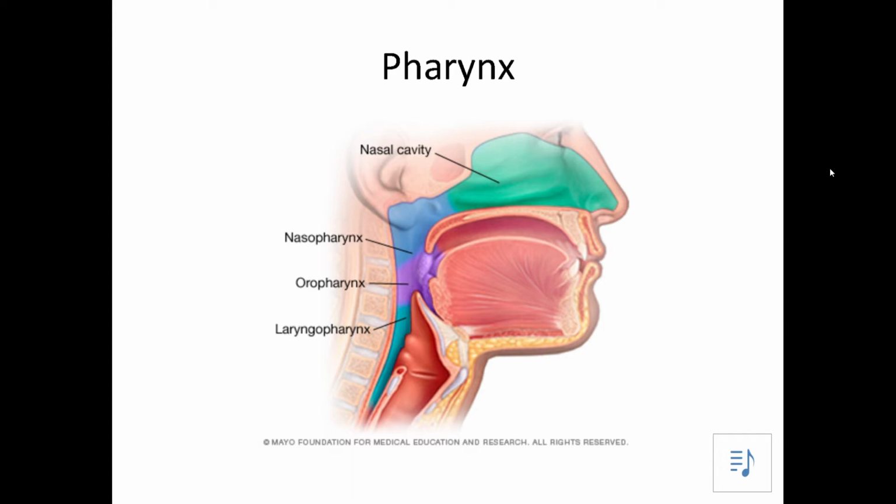Now, knowing what we know about stratified squamous epithelium, you should be able to figure out why that is. I want you to take a moment and try and write down why you think these are lined with stratified squamous epithelium instead of an ordinary respiratory epithelium.